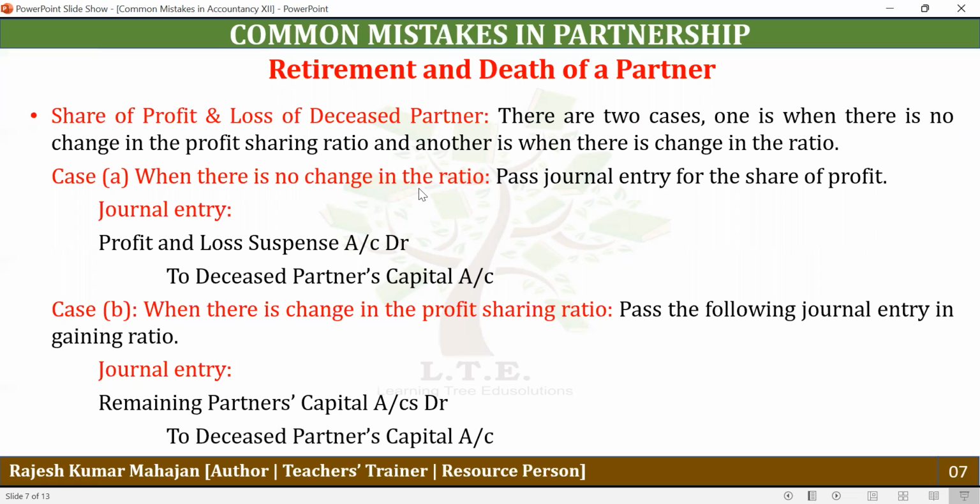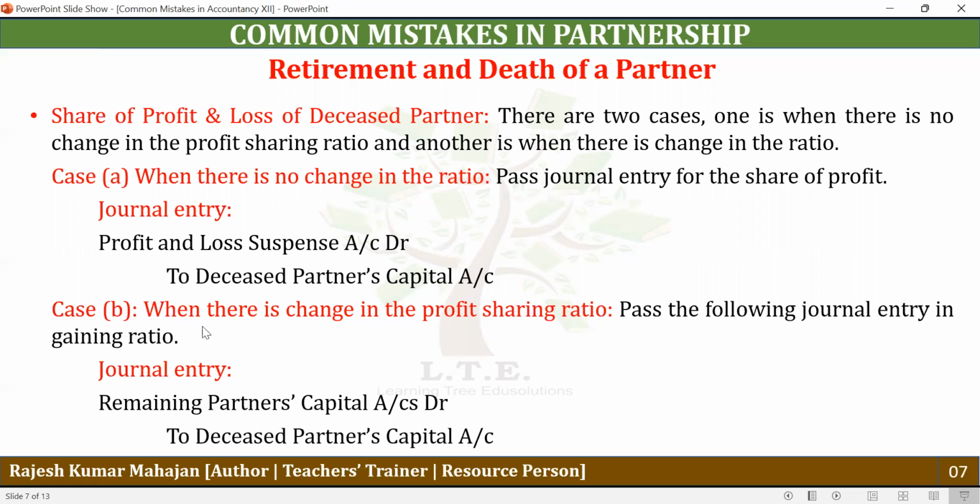First case, when there is no change in the profit ratio, the entry for the profit of a deceased partner is made like this: profit and loss expense account debit to deceased partner's capital account. And in case of loss, the entry would be reversed: deceased partner's capital account debit to profit and loss account.